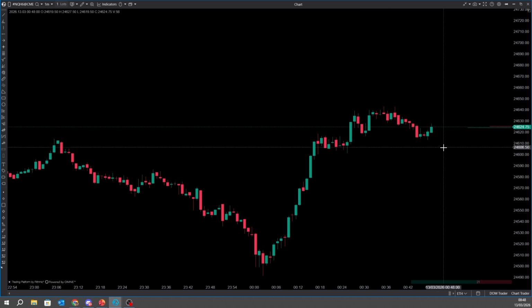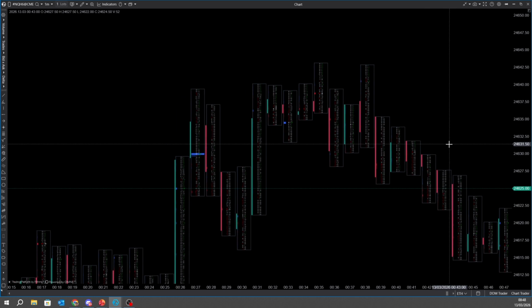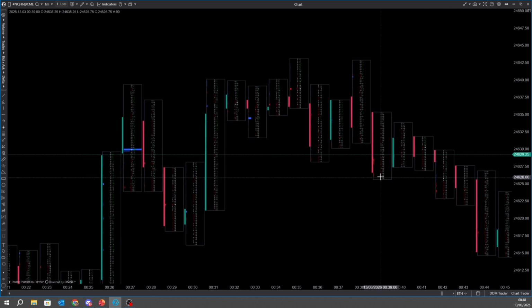So this is a candlestick chart. Now, when I zoom in, what you can start to see is the numbers. You don't need to read all the numbers, because we are going to be focusing on specifics of footprint charts.